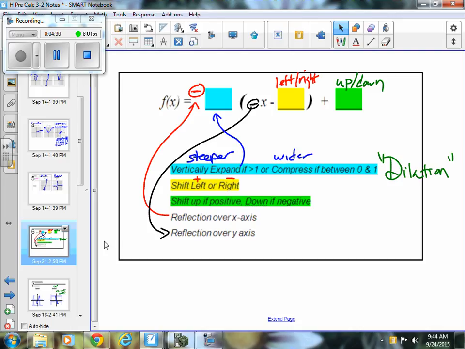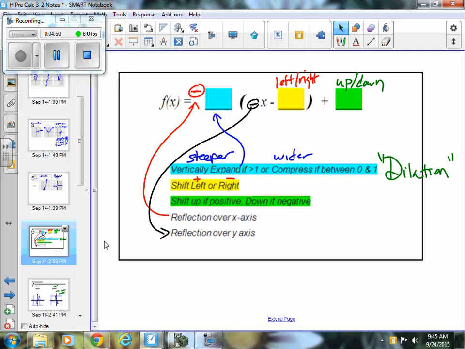So how do you know what it's doing? Well, if the number is bigger than 1, like if you times by 2 or 3 or 4, it expands it vertically. It makes the graph steeper. If you multiply by a number between 0 and 1, like 1/2 or 1/3, 1/4, that makes it wider. It's compressing it vertically, so it makes that wider graph.